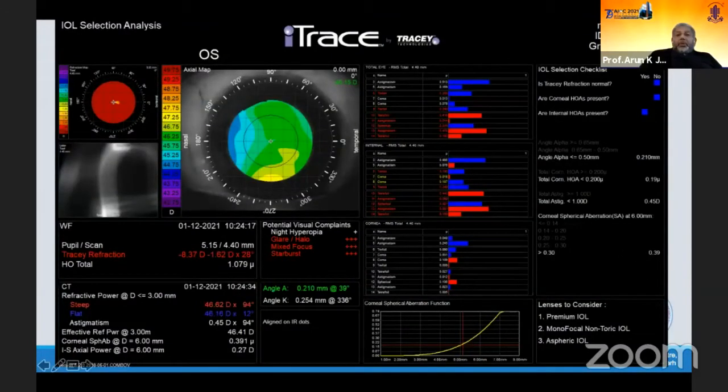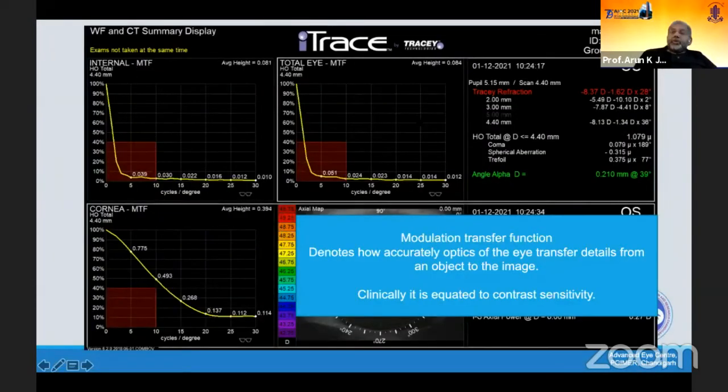So in this case, we would like to choose an IOL with high asphericity, like 0.27 micron. One can choose any IOL, but with asphericity of maximum negativity. And the modulation transfer function of the cornea is good, internal is less. And we did a surgery in this case.